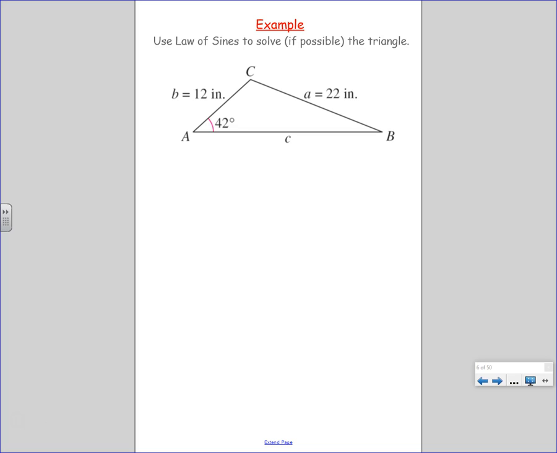So you have angle A with side A. I think that's a pair to plug in. You have side B, but you're missing angle B. Who are you guys solving for first? Yeah, angle B, right? Good.